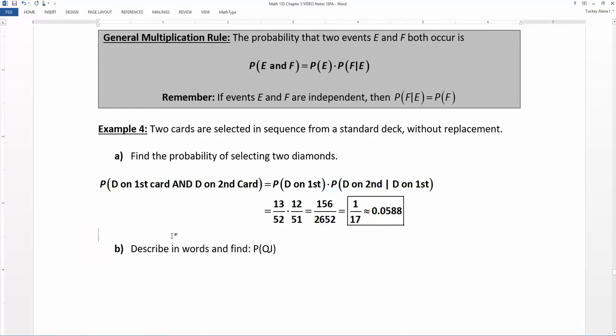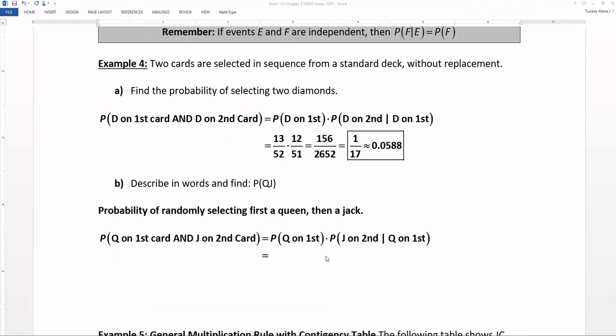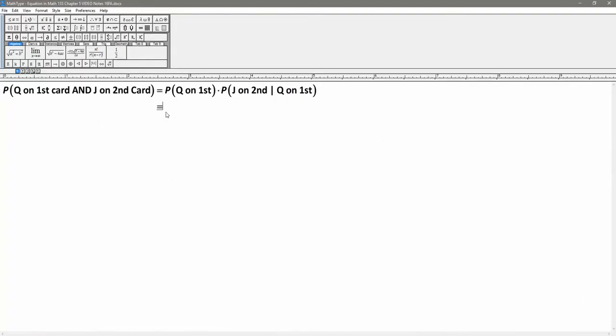Okay, so now let's do the same thing here. We're going to describe in words and find the probability of QJ. That's the probability of first drawing a queen, then drawing a jack randomly. So we want a queen on the first card and a jack on the second. Just like last time, that's the probability of a queen on the first, times the probability of a jack on the second, given that we've already got a queen on the first. Well, there are 4 queens out of 52 cards.